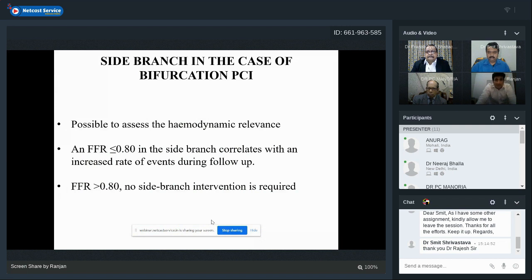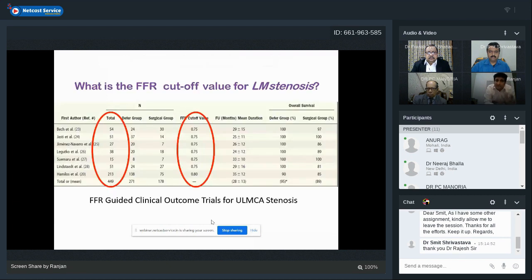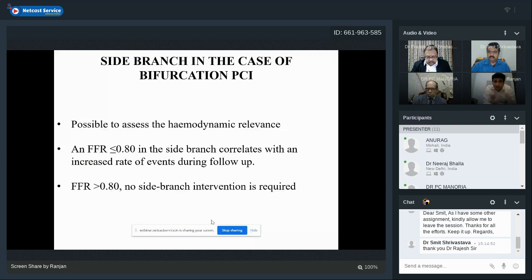Side branch FFR is one more very important thing, because most of our interventions do have a side branch at some time, a very sizable side branch like a large diagonal, large OM or a circumflex. One way to do it, when you're doing a left main stent, is to keep an FFR wire in the side branch and jail it. Post stenting, measure the FFR in that artery, and if the FFR is less, only then intervene.